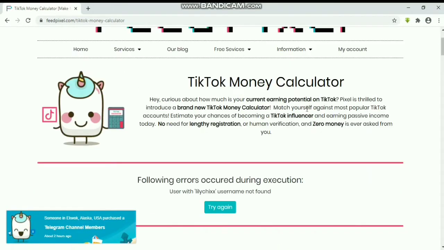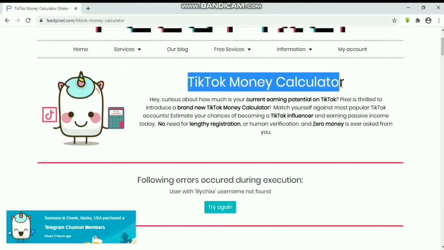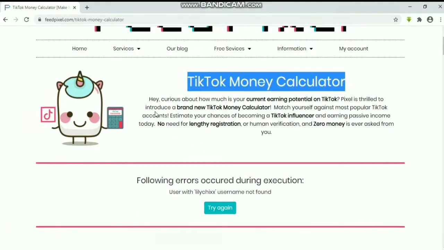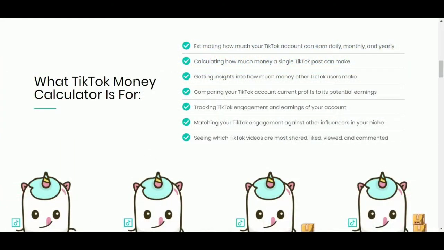Let's talk about TikTok Money Calculator. The TikTok Money Calculator allows you to calculate your estimated earnings from your TikTok account if you believe you are an influencer, based on your engagement and number of followers.